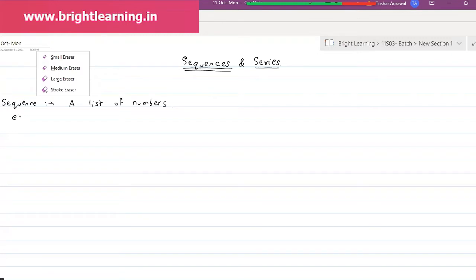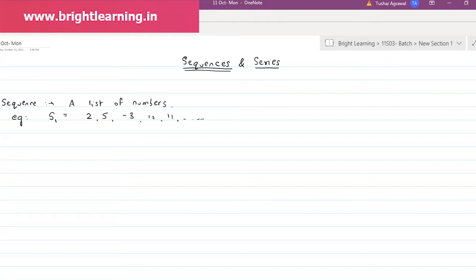If I give you an example, let's say sequence 1, S1, is equal to 2, 5, minus 3, 10, 11, and so on. So this 2 is one term, 5 is another term, minus 3 is another term. We call these terms of the sequence, and they are generally represented by A with a subscript. A1 is the notation for the first term, and this will be equal to 2.